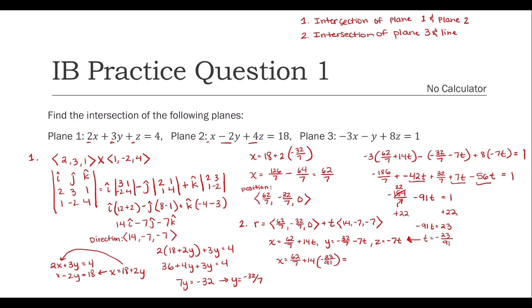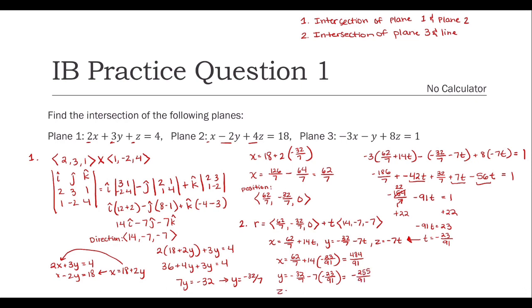So that equals 484 over 91. Then we have y equals negative 32 over 7 minus 7 times t, so negative 23 over 91. And that equals negative 255 over 91.